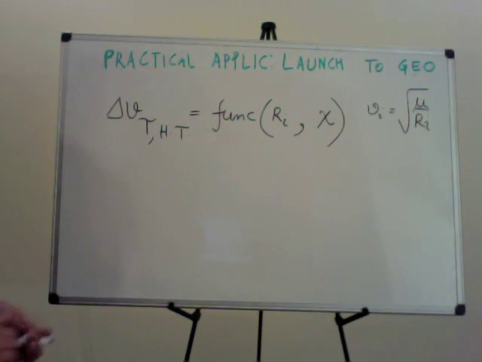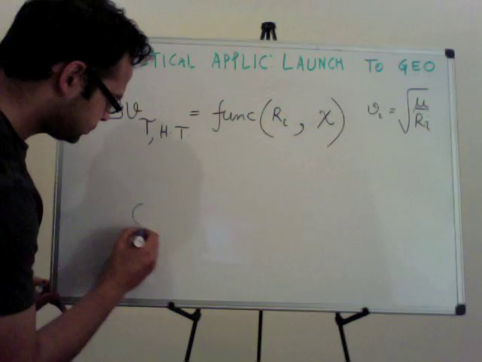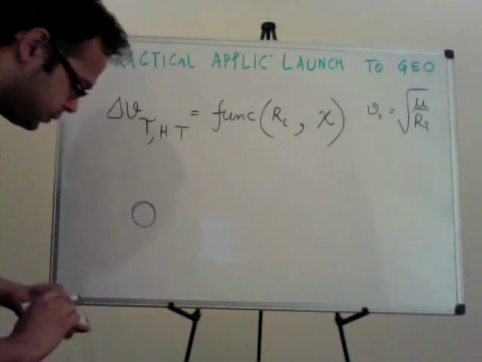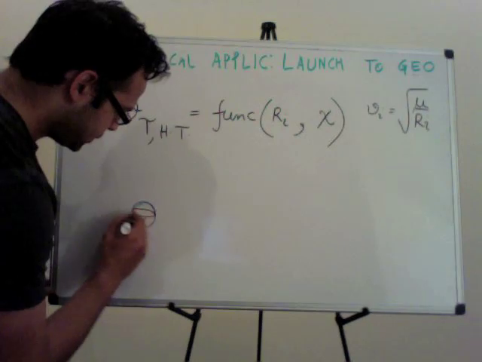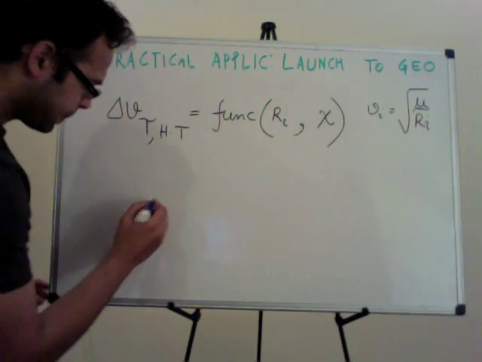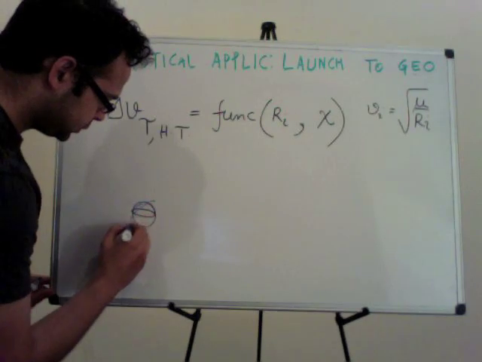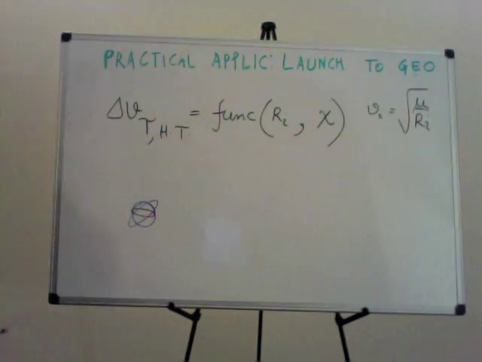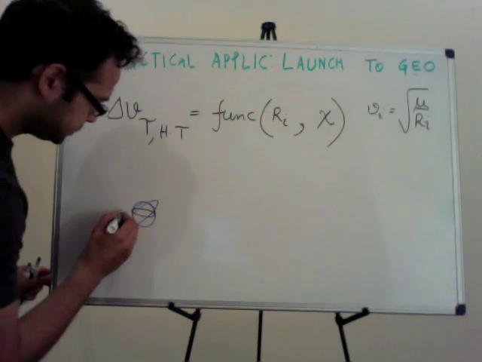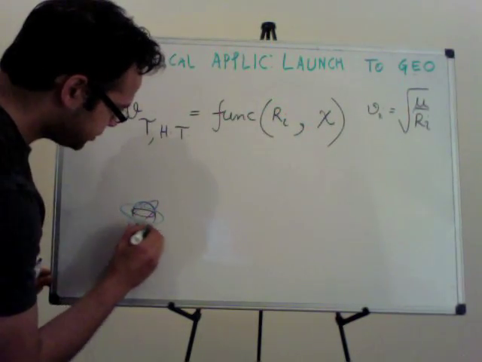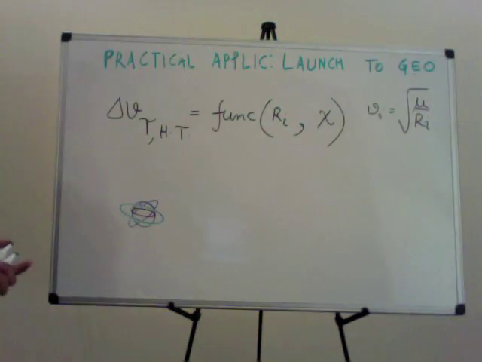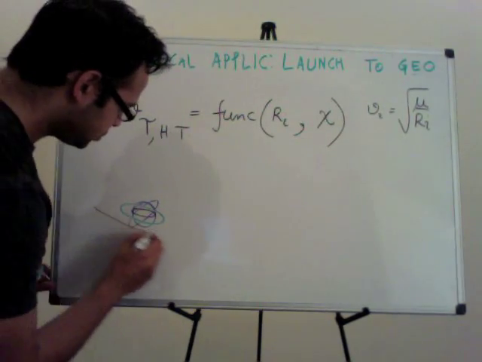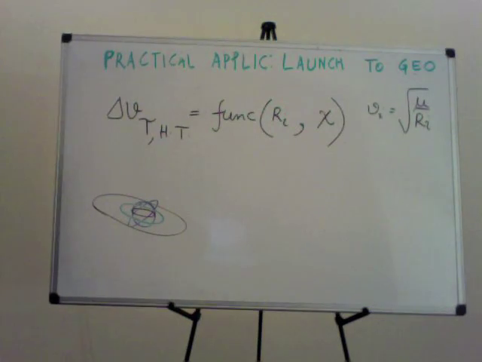Let me draw two clumsy pictures here. Here's the Earth, equator. Here's my parking orbit. Here's the intermediate orbit, and here's the final GEO. This is method A.